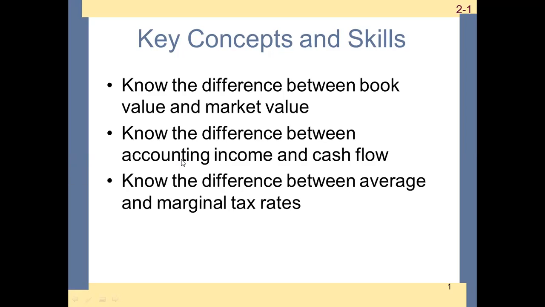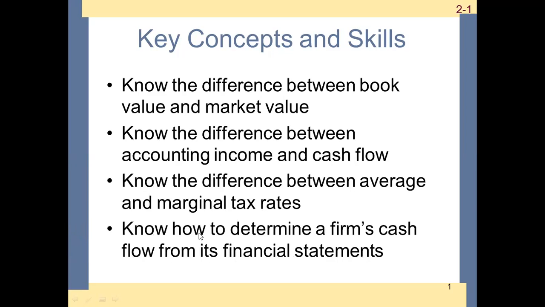Number three, know the difference between average and marginal tax rates. So we'll try to understand the two types of tax rates. Number one is average tax rate and number two is marginal tax rates. And number four is know how to determine a firm's cash flow from its financial statements. So we will try to calculate the cash flow from the financial statements. So these are the four basic key concepts which are included in this chapter.